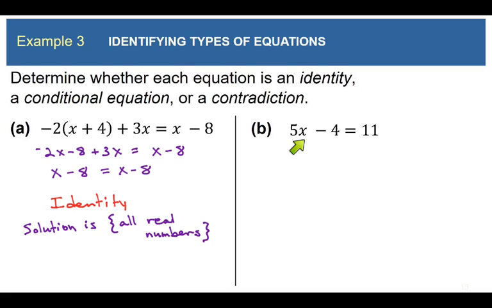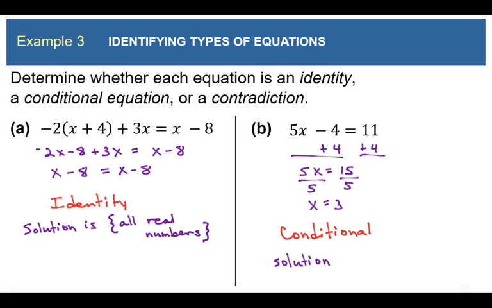And now let's look at this one. If we start solving, we would probably add 4 to both sides. That would give us 5x equals 15. Divide both sides by 5. That tells us x equals 3. And so this is a conditional equation. It's only true when x equals 3. It's only true under the condition that x equals 3. So this is conditional. The solution is 3.